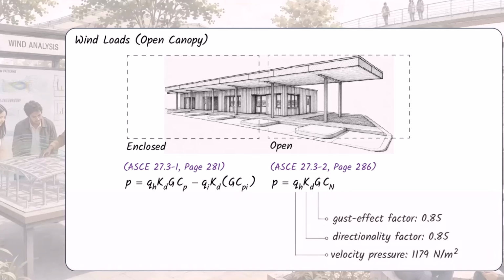In the previous lectures, we determined the wind velocity pressure, the wind directionality factor, and the gust effect factor. In this lecture, we will determine the external pressure coefficients for the open portion of the canopy. We will then use those coefficients to calculate the resulting design pressure acting on a typical frame supporting the roof.